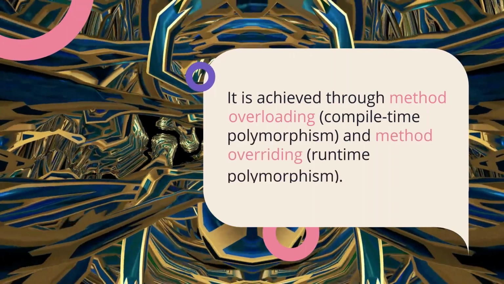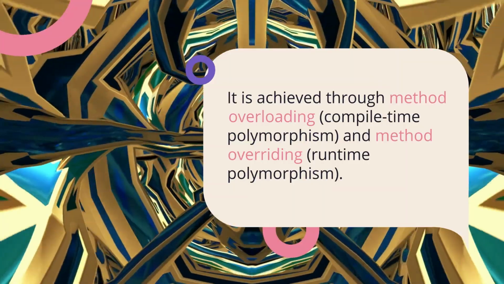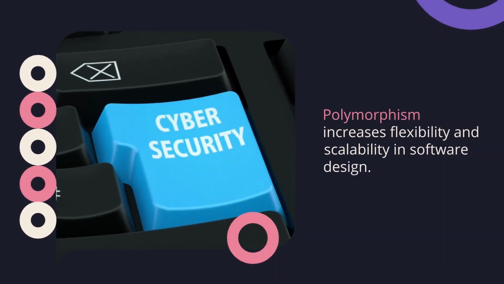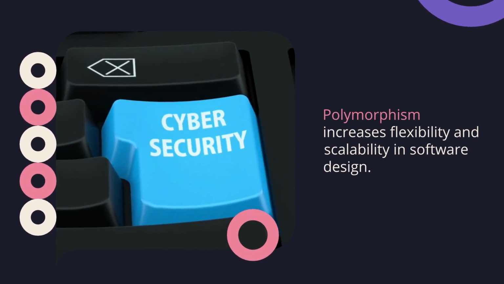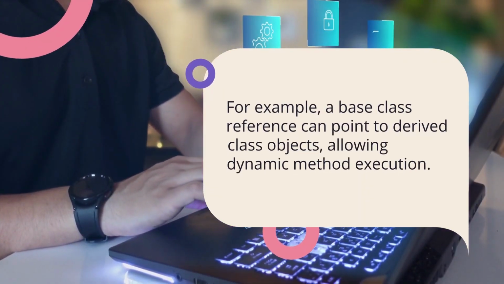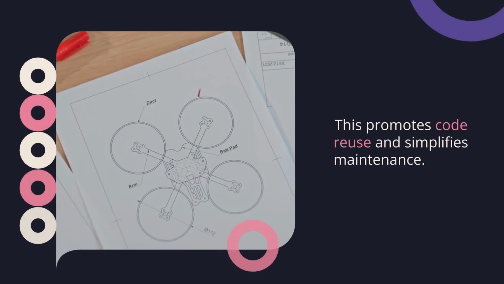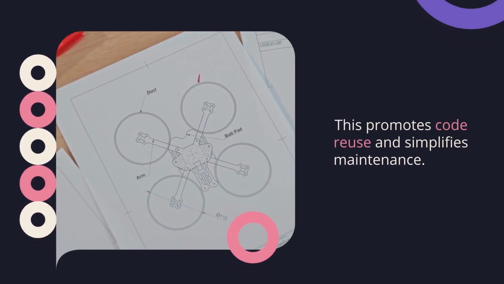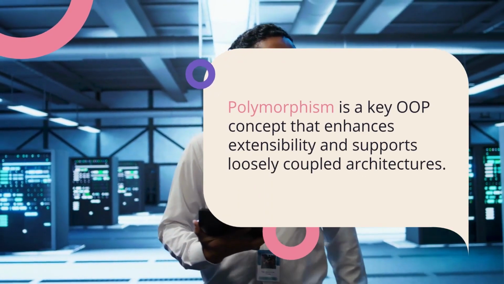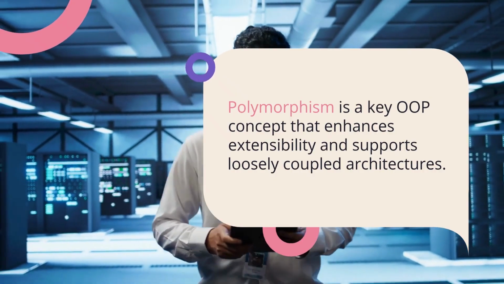It is achieved through method overloading, compile-time polymorphism, and method overriding, runtime polymorphism. Polymorphism increases flexibility and scalability in software design. For example, a base class reference can point to derived class objects, allowing dynamic method execution. This promotes code reuse and simplifies maintenance. Polymorphism is a key OOP concept that enhances extensibility and supports loosely coupled architectures.